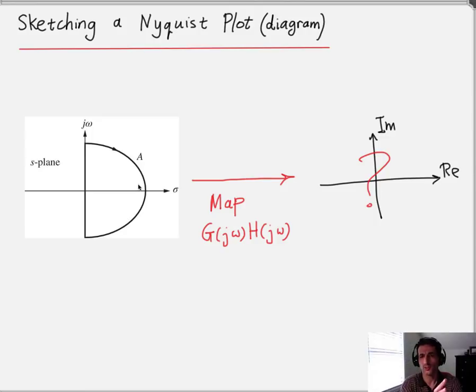So it's just going to contain the right half plane. Now the question is to find this map, which is really going to be G of j omega, H of j omega. So what we do is represent the contour that is mapped under G of j omega, H of j omega. We're looking at plotting the imaginary part of GH versus the real part of GH.